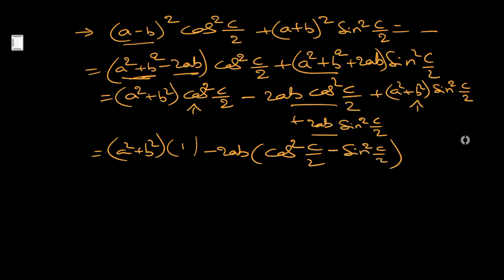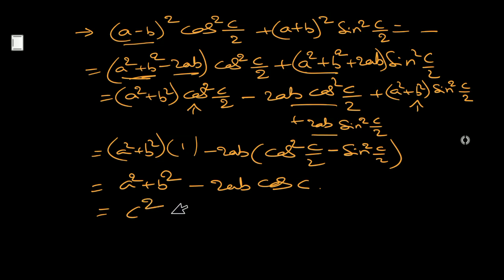Cos square C by 2 minus sin square C by 2. Now you can see here this is a square plus b square minus 2ab. Here this is the formula for cos 2 theta, that means cos 2 into theta, where theta is C by 2, so cos C. So clearly you can see this is the formula for c square according to the cosine rule. Once go through the solution.